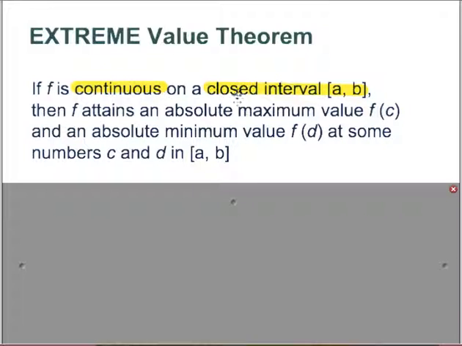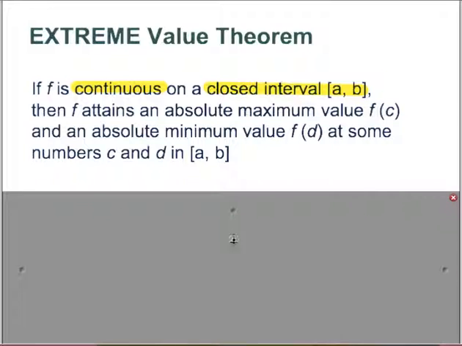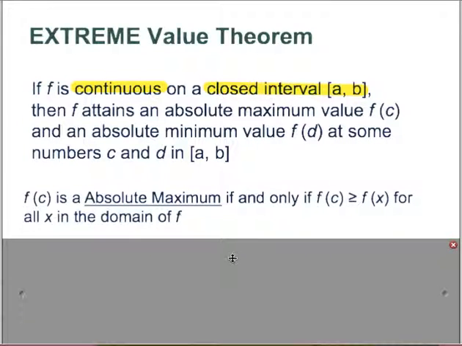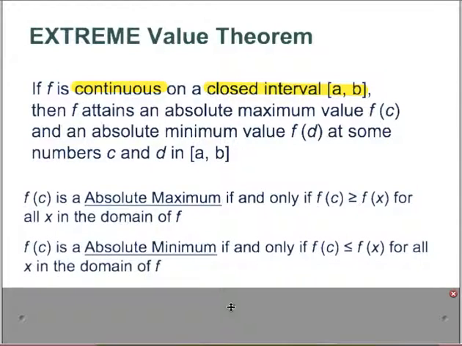So if the function is continuous and on a closed interval, then it has to have an absolute maximum and an absolute minimum value. That means the absolute maximum is the largest y value on the entire domain of f, and the absolute minimum is the smallest y value on that domain of f.